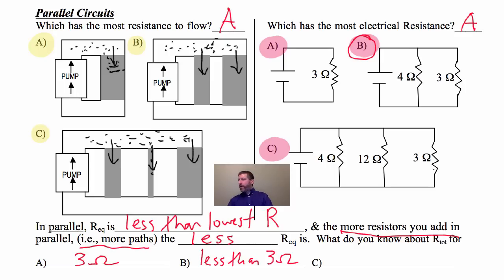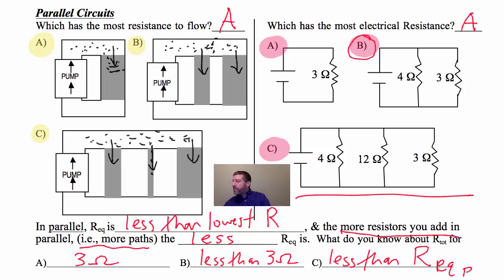Well, you see, we got our 3 ohm resistor right here, so you may say, oh, it's got to be less than 3. That's true, but we know even more about that. We know that for C, it's got to be less than the resistance of B, our equivalent for circuit B. So it's got to be even less than whatever this resistance is, because I've opened up another path.